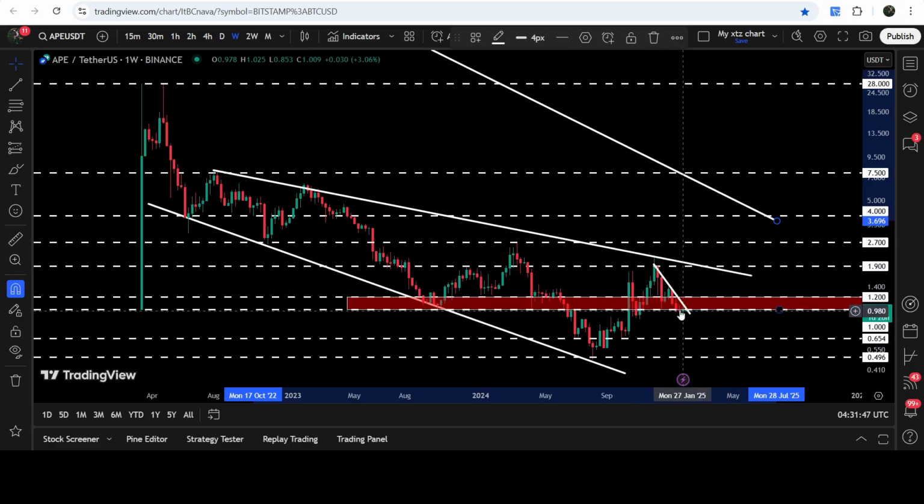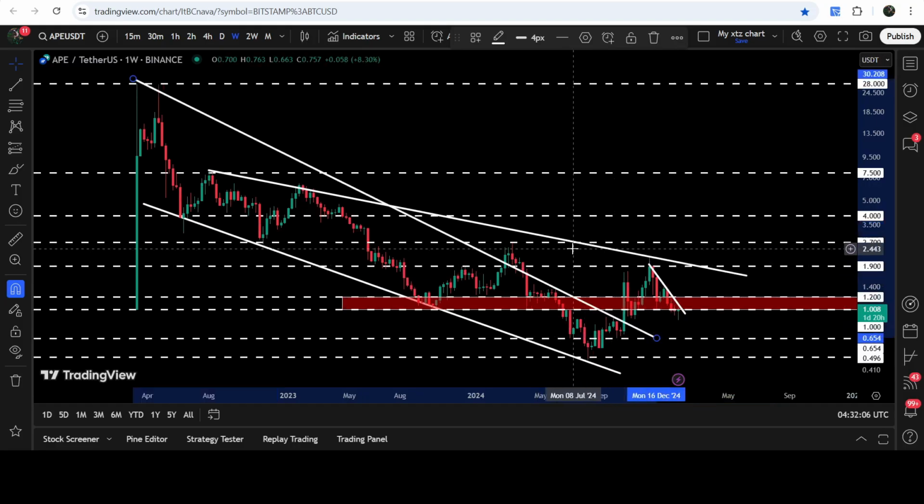So far, the price did not break down the support zone, but in case of breaking it down, it can drop to the next support here. By the way, this is not at $1. It will be approximately at 65 cents. It has previously worked as support here and support here, and again, it can work as a strong support for the price of ApeCoin.